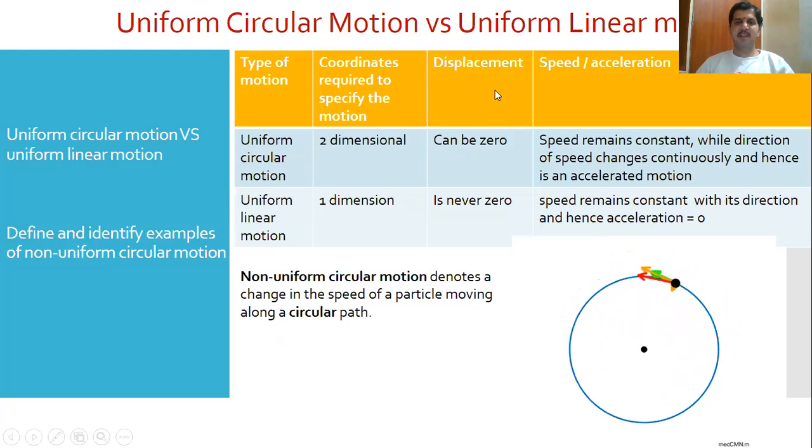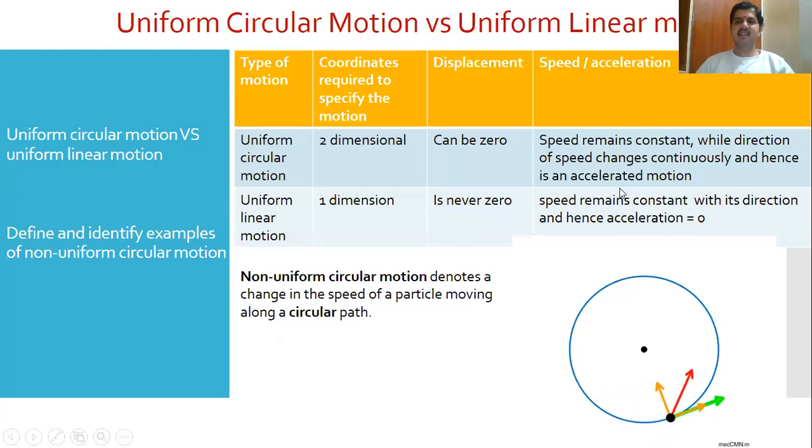Next, coming back to the displacement. The displacement of a particle in a uniform circular motion can be zero. Let us say it starts from here, and if it completes one full circle, the displacement becomes zero. But in a uniform linear motion, a particle starts from here and keeps on moving in a straight line. In that case, the particle's displacement never becomes zero.